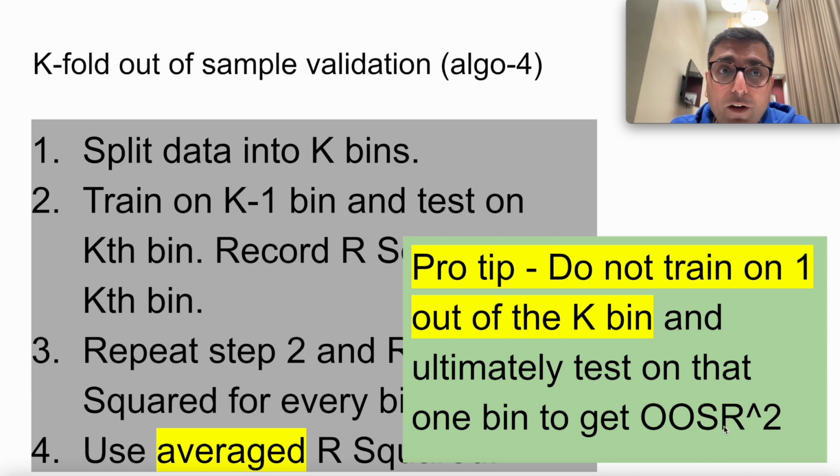So that's the k-fold out of sample validation algorithm. Simple, 3 steps. Split it into bins, calculate R squared for every bin, average it out, and then you have your combined average R squared that you can use for your algorithm.